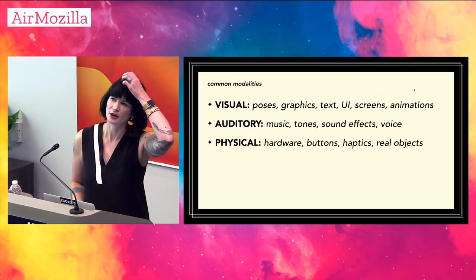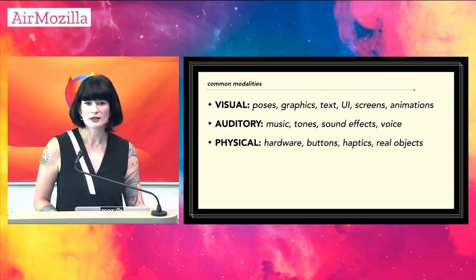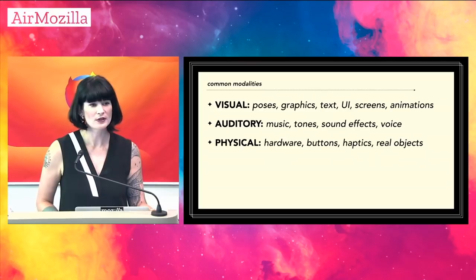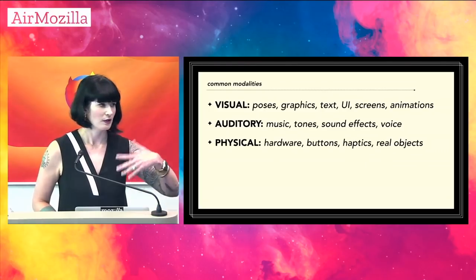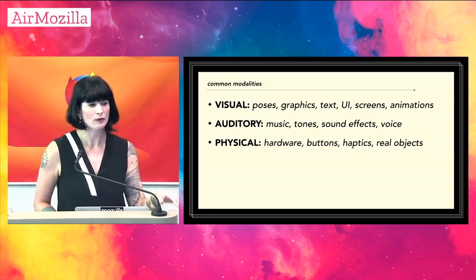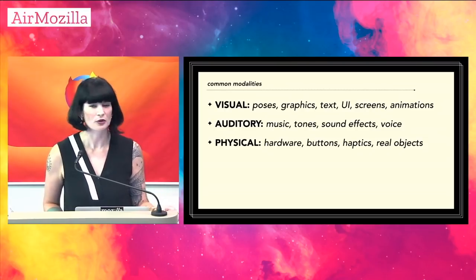So visual: pose, graphics, text, UI, animations, and screens. These are all the ways that we interact, certainly with our phones and our iPads, a little bit less so with our computer where we have more physical feedback, but visual is the big one. Auditory, usually used for feedback loops. This one you can opt out of, so it's a little bit less dependable than the visual stuff. And then obviously physical, all the keyboards and mice and game controllers of the world.